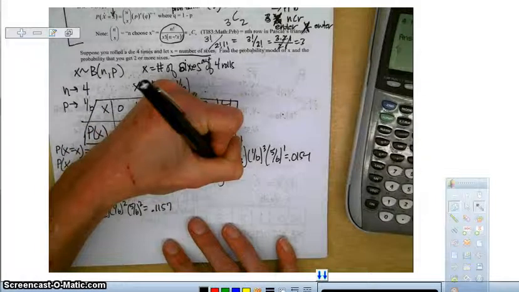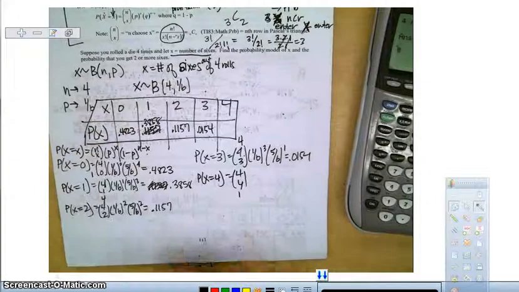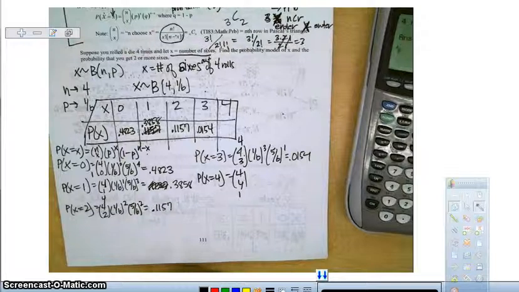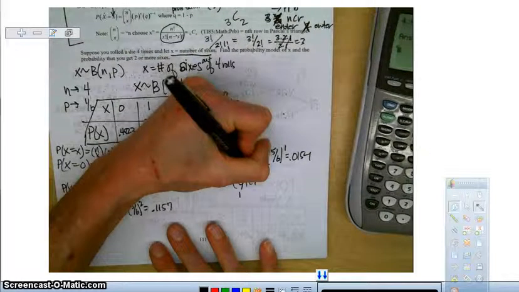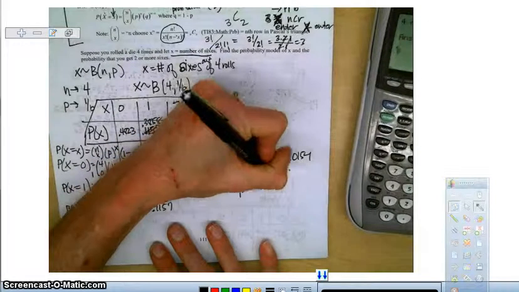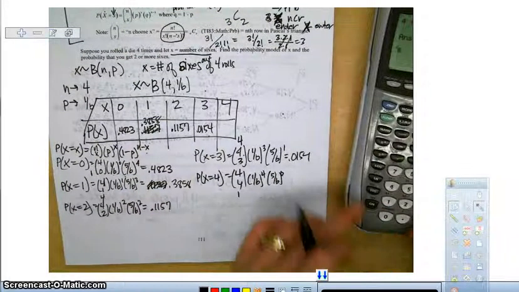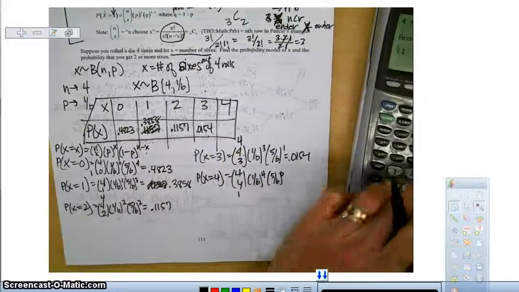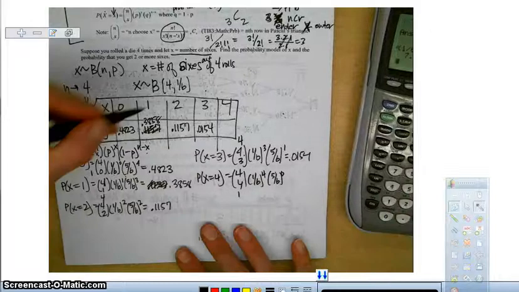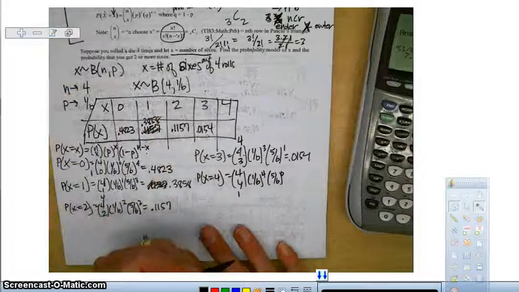Probability that x is 4 is 4 choose 4. There's only one way to choose all 4 6's, and that would be 1/6 to the fourth power and 5/6 to the 0 power. So 4 choose 4 is 1. 1 divided by 6 raised to the fourth power is really small.